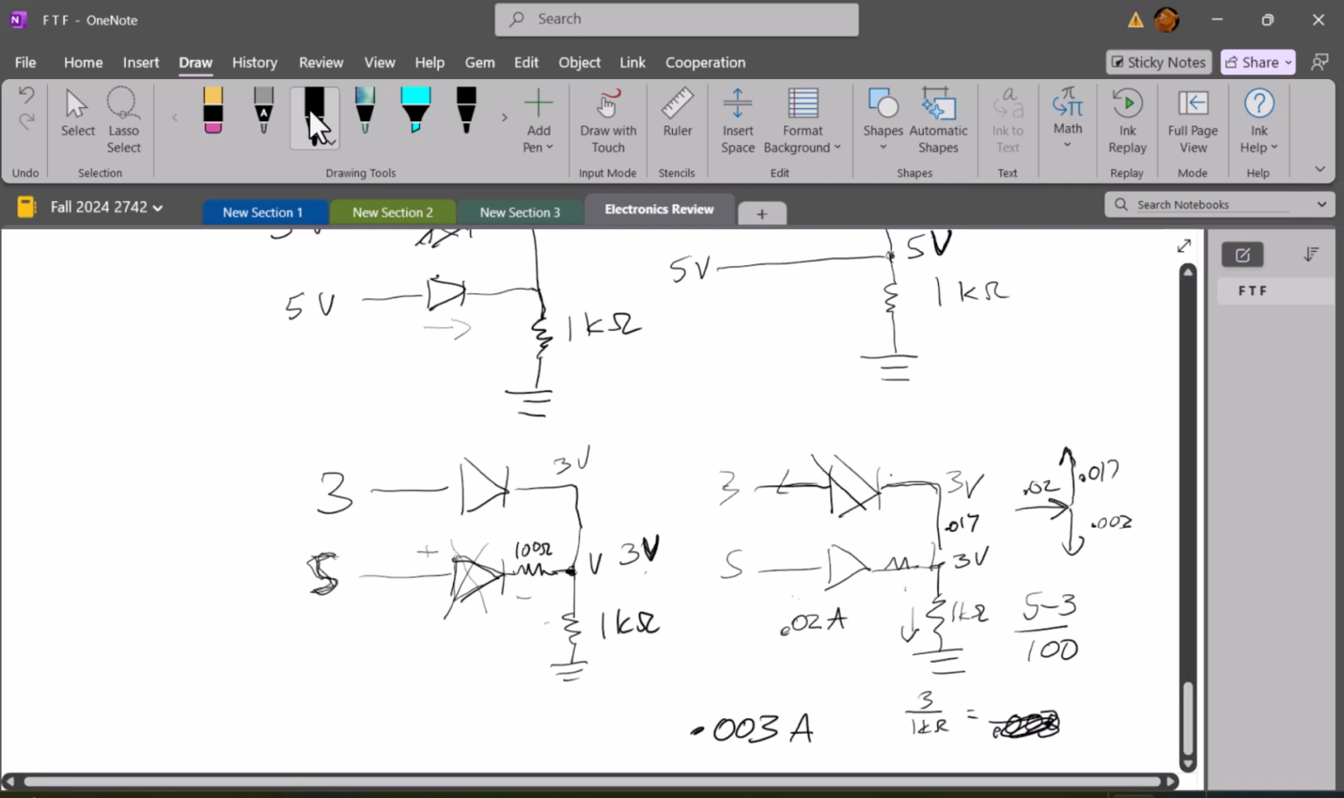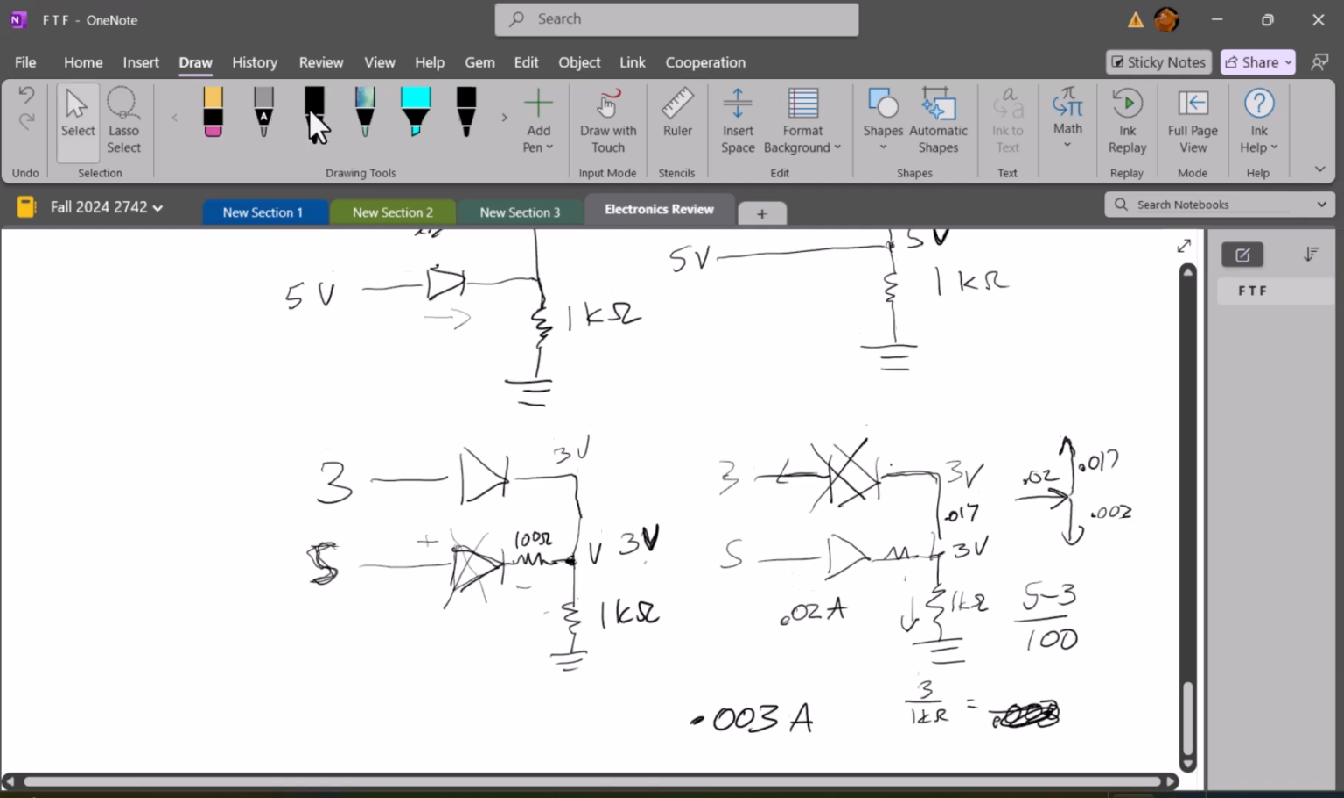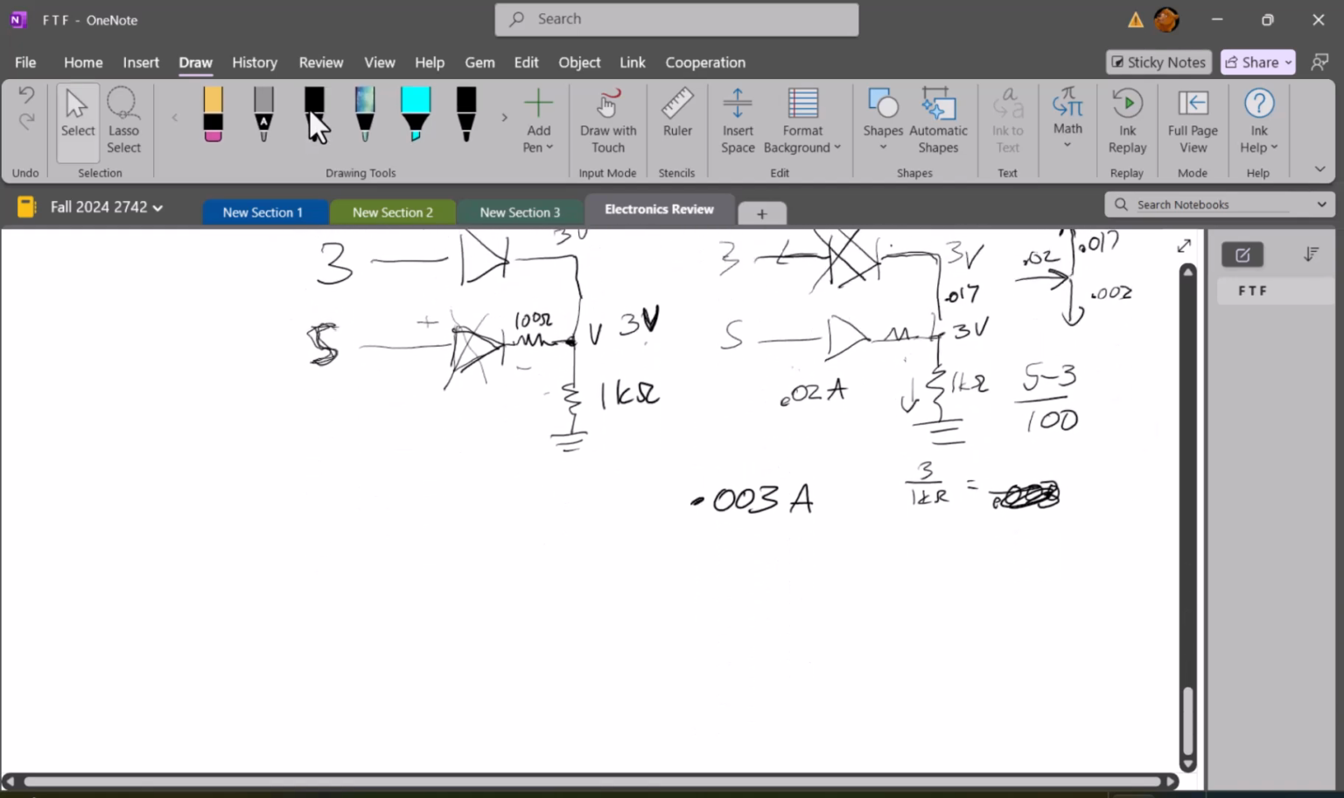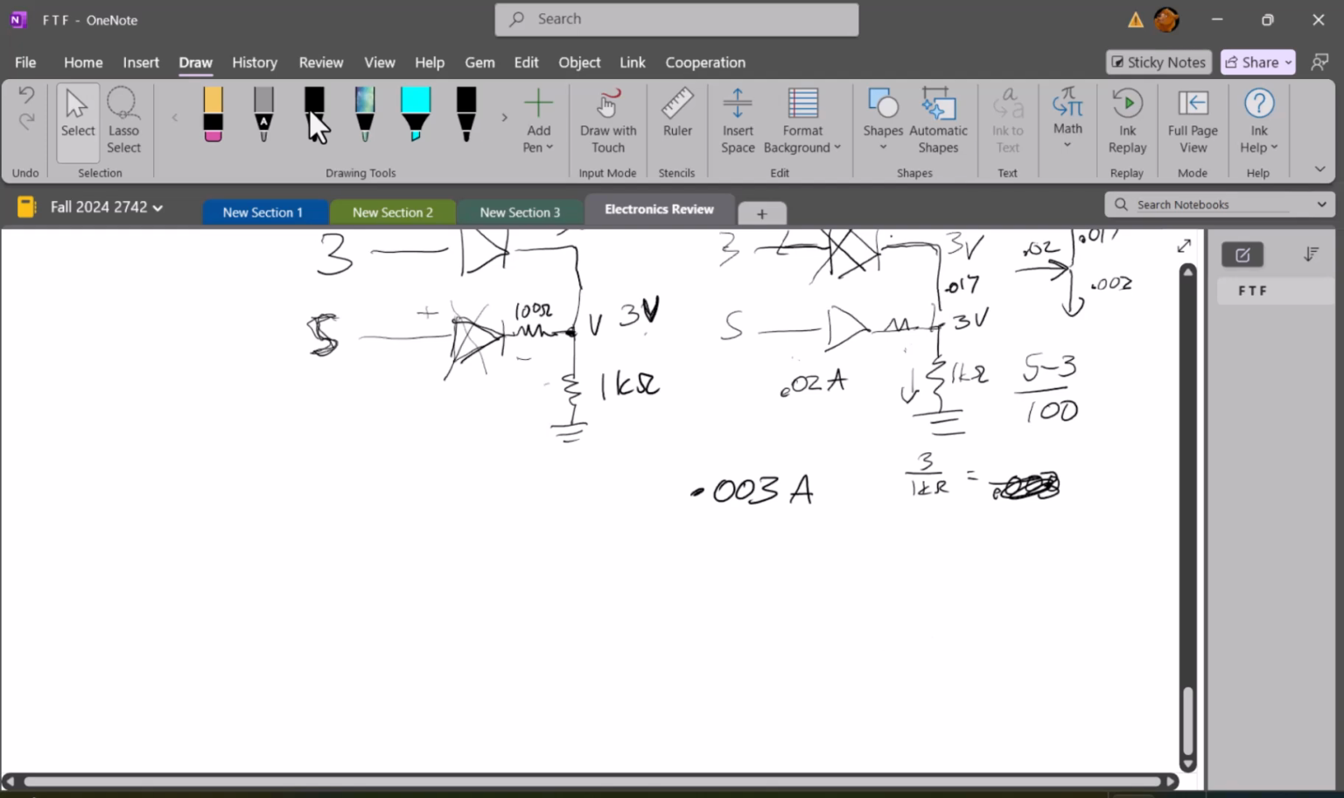It doesn't have to be the case that they could both be off, but it can't be the case that they're both on. So I think it's the case that just diode 2, the bottom diode, is on.